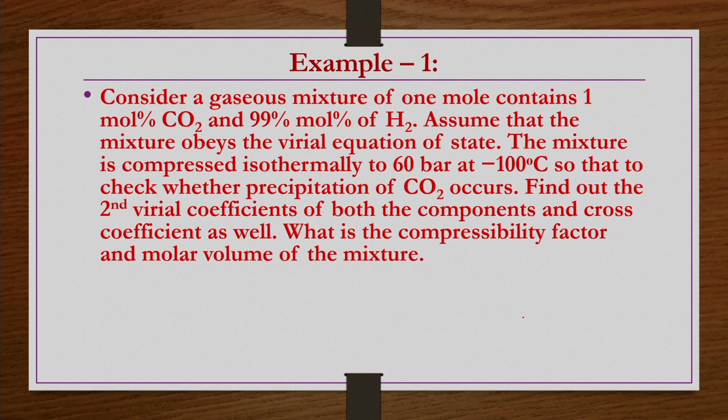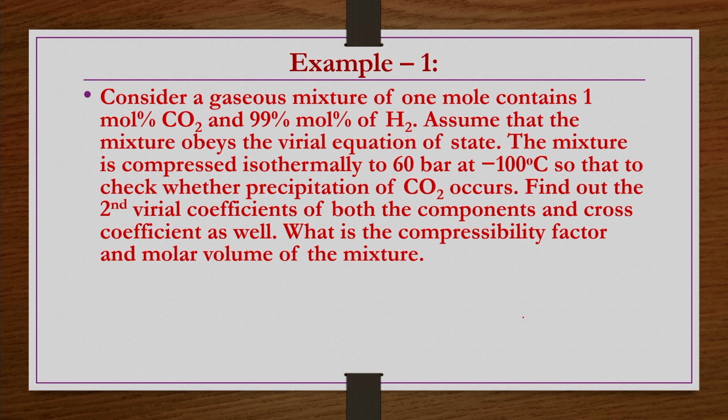Consider a gaseous mixture of 1 mole containing 1 mole percent of CO2 and 99 mole percent of H2. Out of 1 mole, 99% is H2 and 1% is CO2 on mole basis. Assume that the mixture obeys the virial equation of state. The mixture is compressed isothermally to 60 bar at minus 100 degrees centigrade, to check whether precipitation of CO2 occurs or not.